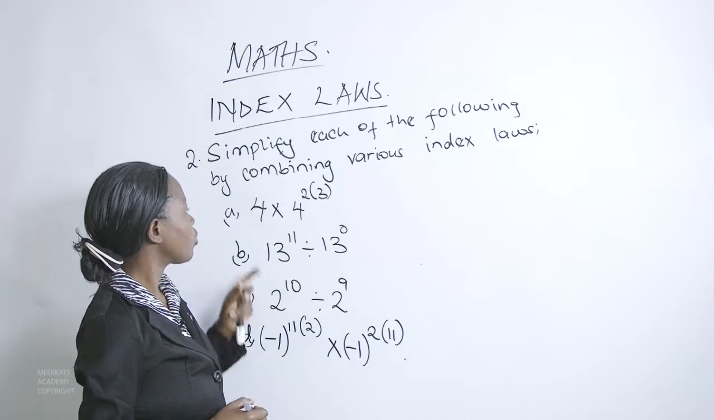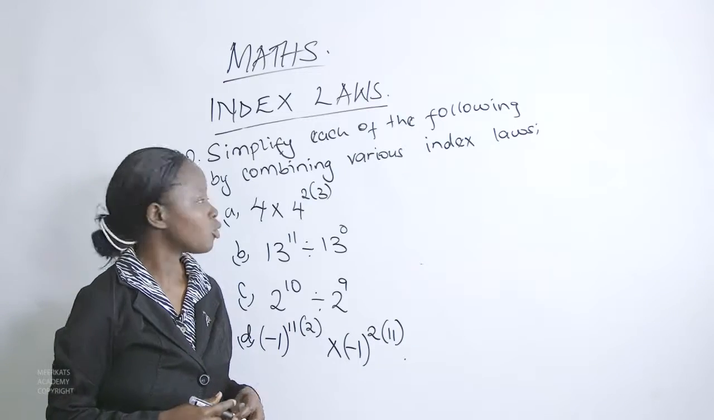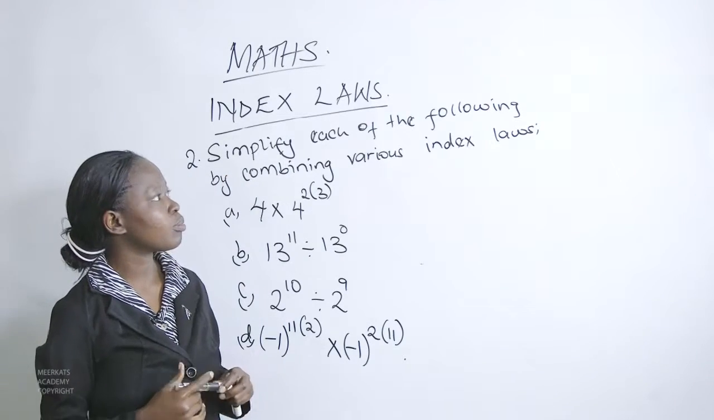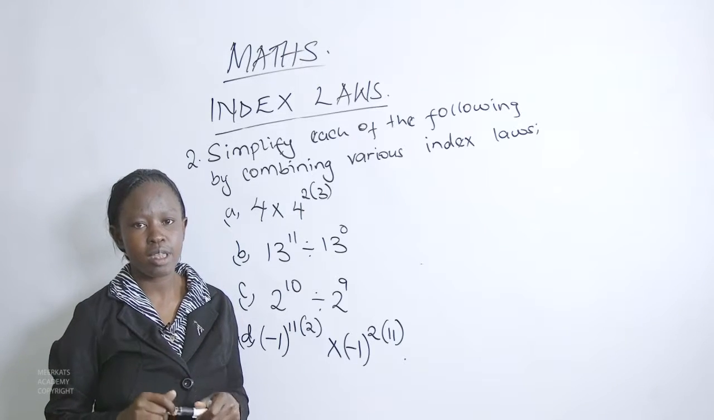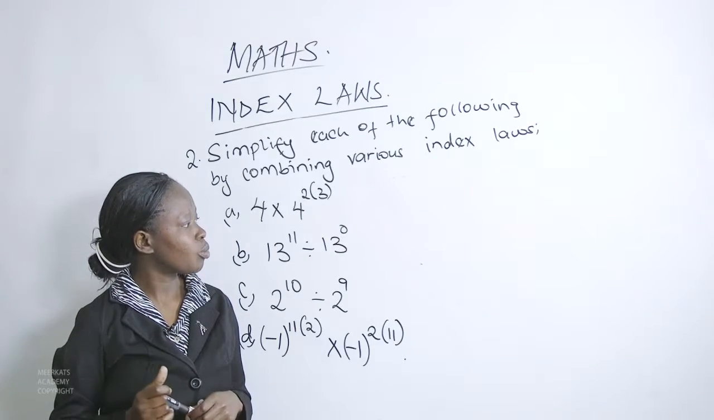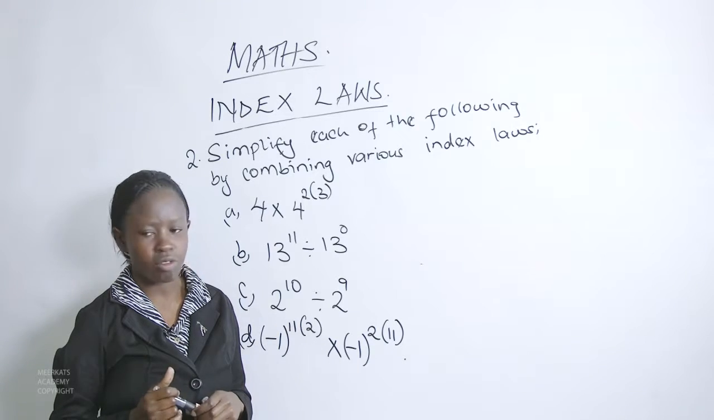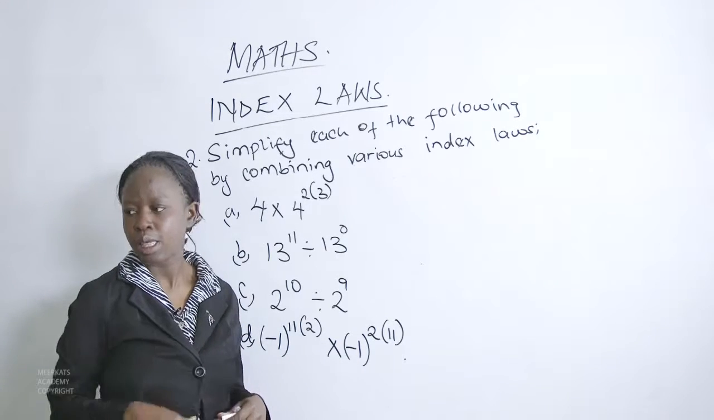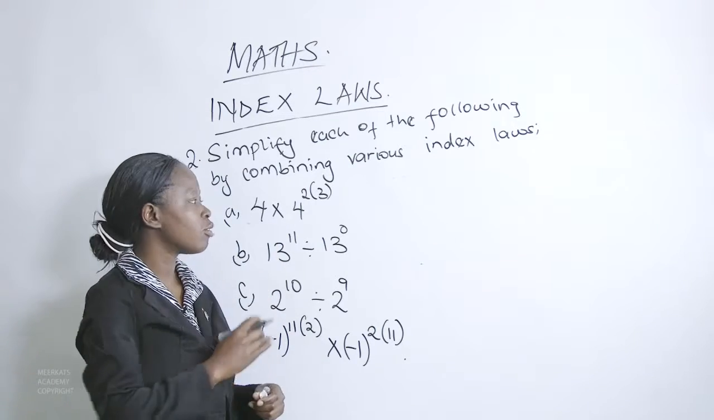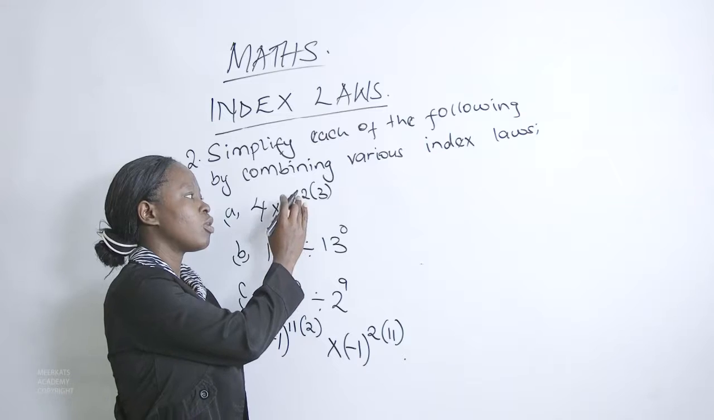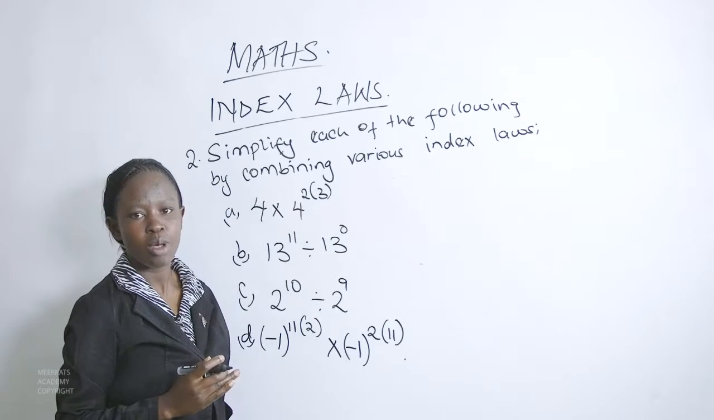So we can start with whatever we have on the board. Question 2, we are asked to simplify each of the following by combining various index laws. So we are going to combine the laws that we've learnt in simplifying the equations that we have. So the first equation we have is 4 times 4 to the power of 2 to the power of 3.